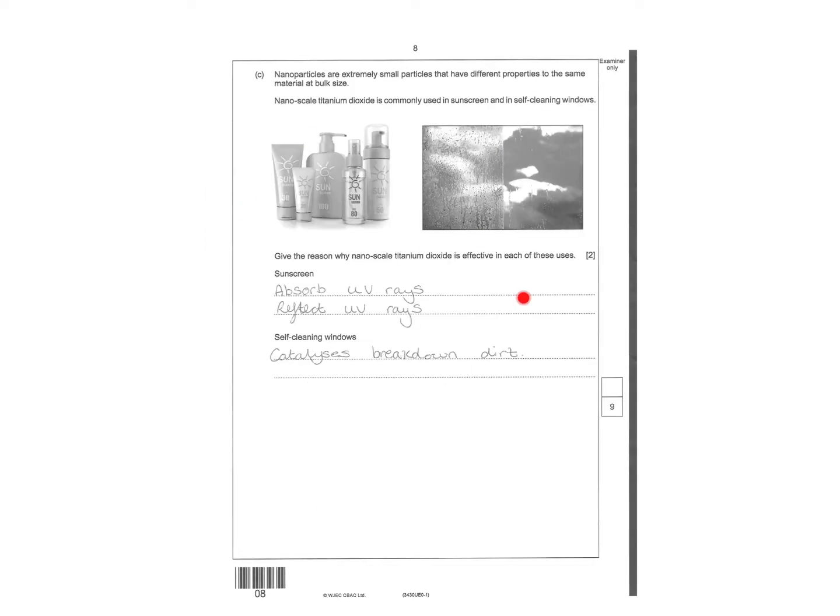Lots of stuff about nanoparticles. This entire first 3 questions has been basically that. Give a reason why nanoscale titanium dioxide is effective in each of these uses. Sun cream: absorbs UV rays, reflects UV rays. Self-cleaning windows: catalyzes the breakdown of dirt.